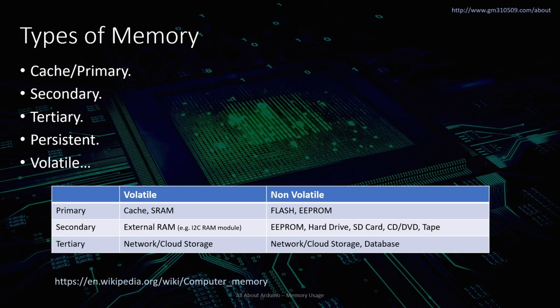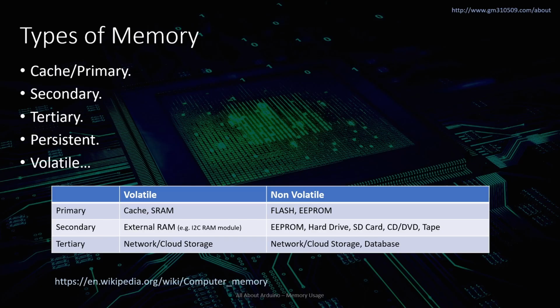So there's essentially three levels: primary, secondary and tertiary, and there's persistent and volatile or non-persistent. So persistent memory is basically memory that retains its values when you turn the power off. So for example, EEPROM, the flash, a hard drive, SD card, CD, network, cloud storage database, things like that. And volatile is the opposite. When you turn the power off, you lose its settings. So that's the actual dynamic memory, or the static, the random access memory.